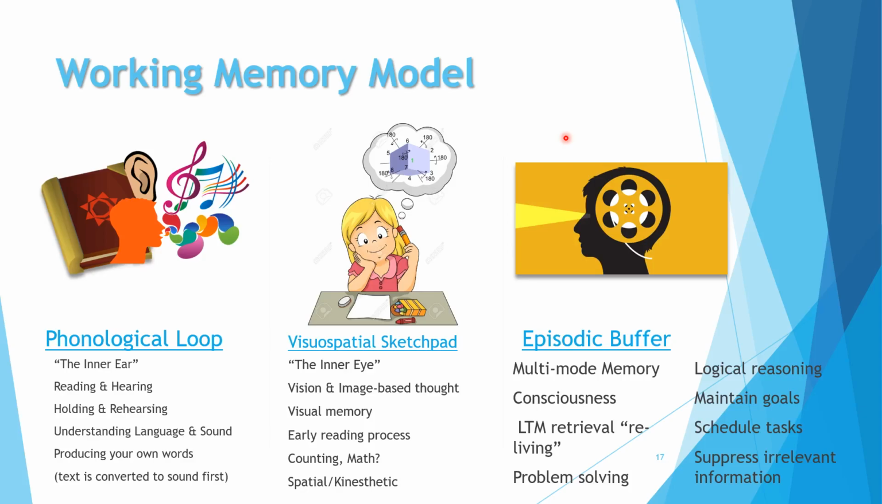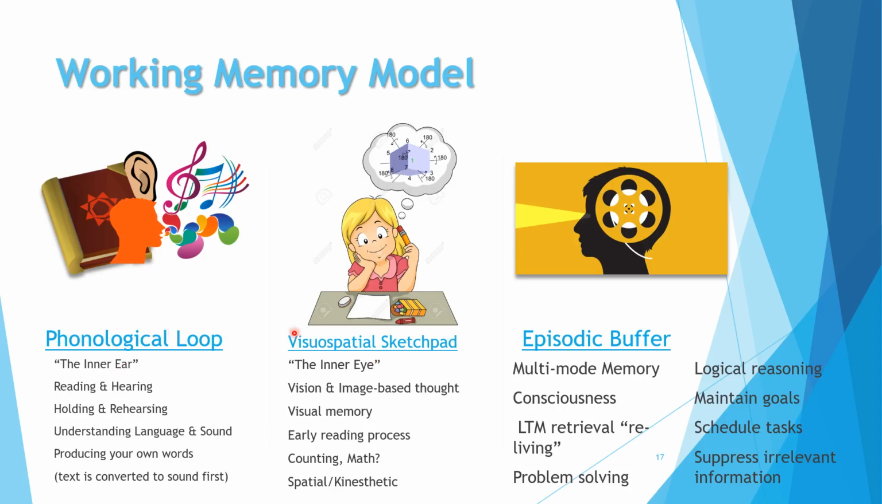Okay, so on this slide I've got a summary of the different jobs that each of these working memory sections do. You can think of the phonological loop as your inner ear. It handles reading and hearing, holding and rehearsing language information, understanding language and sound, producing your own words. Now, the phrase here, text is converted to sound first, brings up an interesting idea. How do you read? You have to look at the information with your visuospatial sketchpad, or your inner eye. But after you look at it, then your phonological loop, the inner ear, has to understand what you saw.